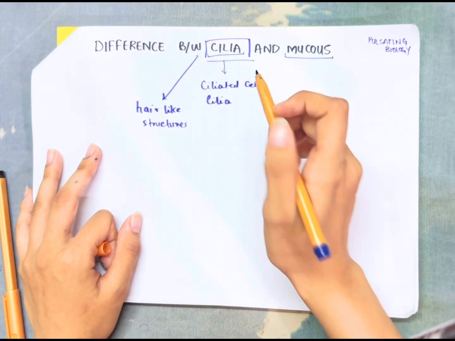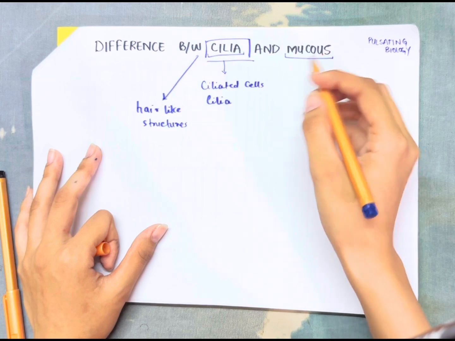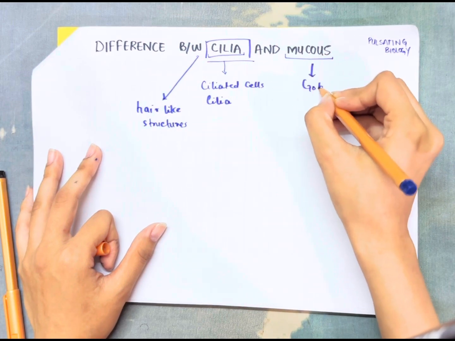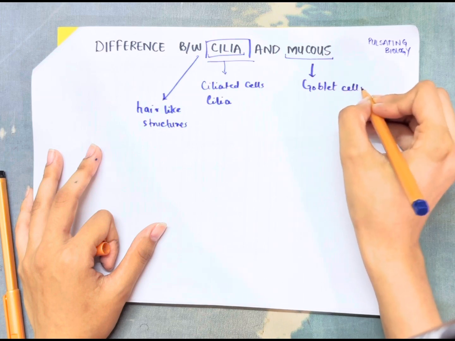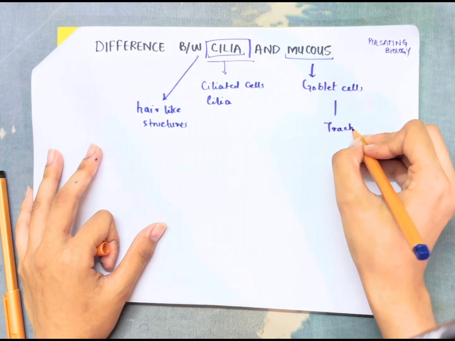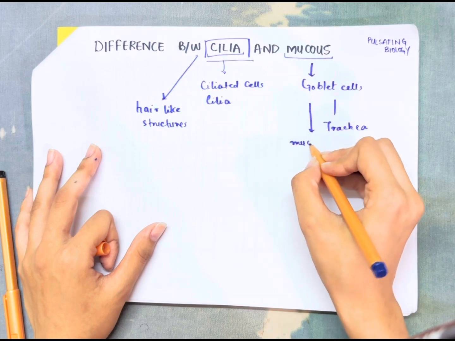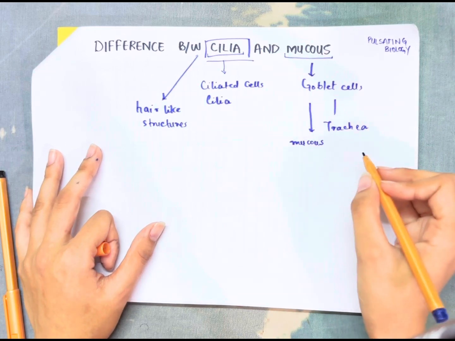Before we get into the cilia, let's also get an overview of what mucus means. Mucus is secreted by the goblet cells. These goblet cells are present in the trachea, and their purpose is to secrete the mucus, and this mucus is responsible for trapping dust particles.